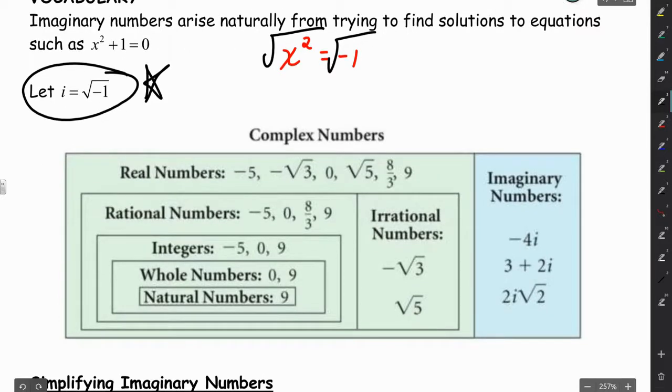So just as a reminder, I have this picture here about complex numbers. Complex numbers include real numbers and imaginary numbers. And we've been working with only real numbers up to this point. Now we're going to be including imaginary numbers. And imaginary numbers look like -4i, 3 plus 2i, 2i root 2. Okay, those are all examples of imaginary numbers.